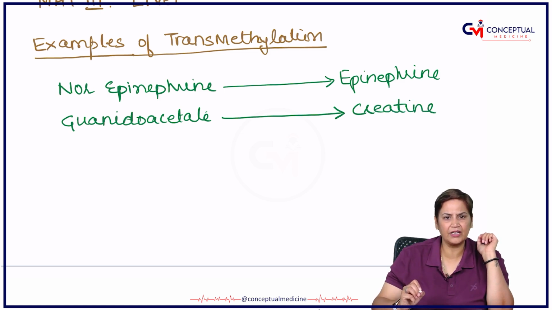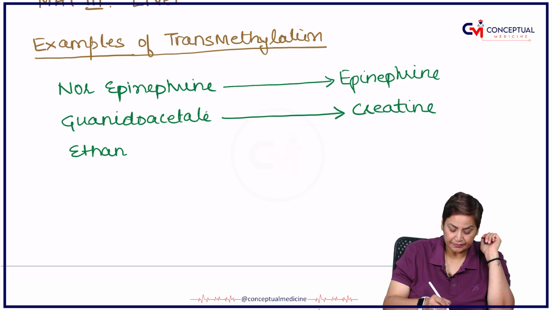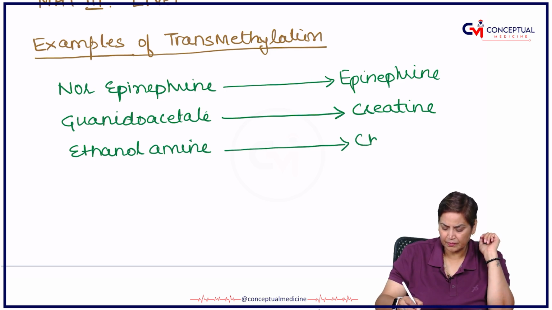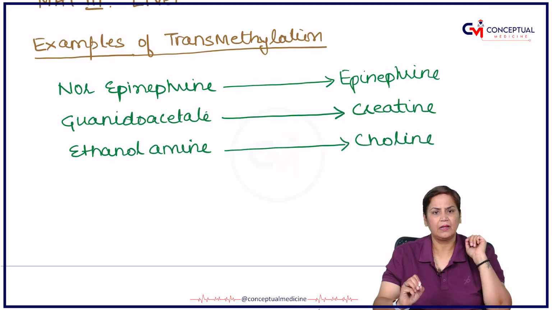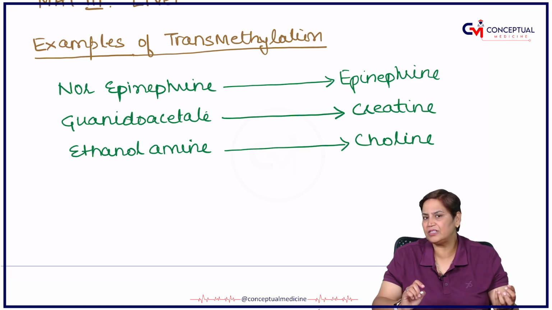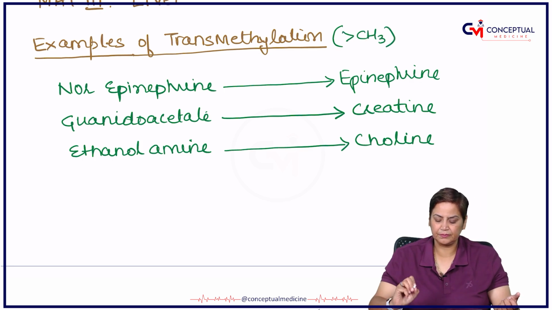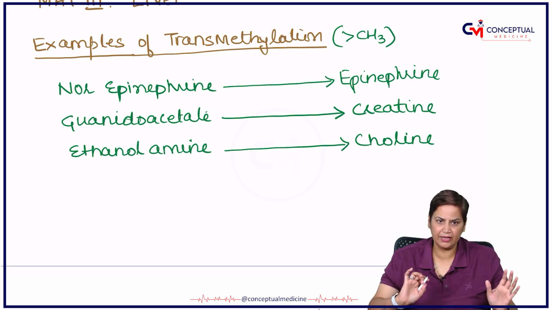This is again a very important reaction, right? Then conversion of ethanolamine to choline. These are the reactions which we have studied, which we have covered. That's why I am telling you these are the most important reactions which are actually taking place in the presence of methionine. And sometimes we say that methionine is that amino acid which gives rise to 1-carbon metabolism. 1-carbon metabolism is transfer of this methyl group, right? So this is again very important.